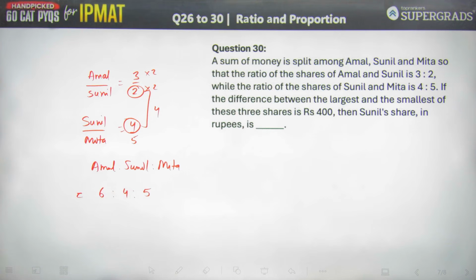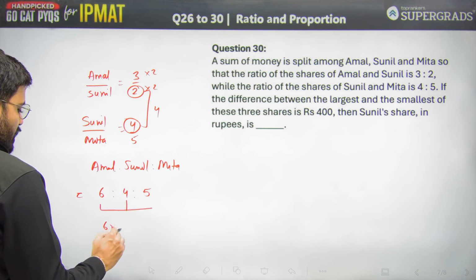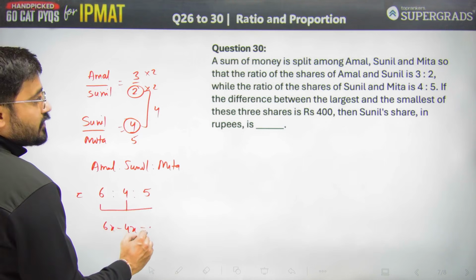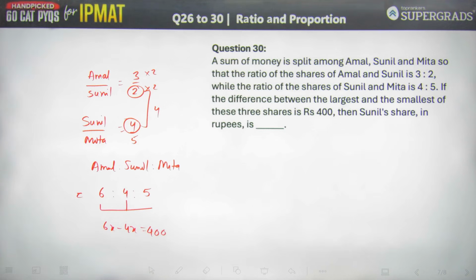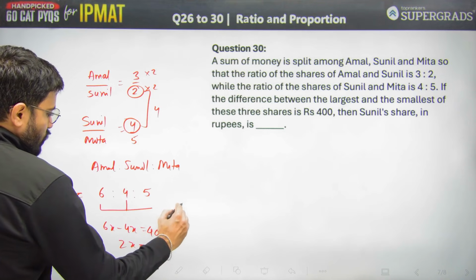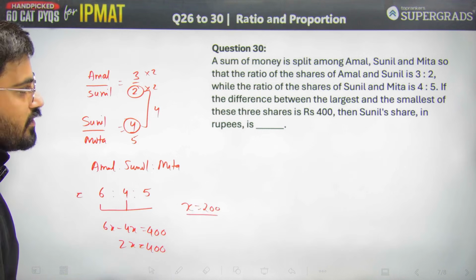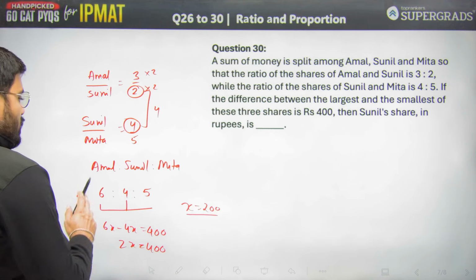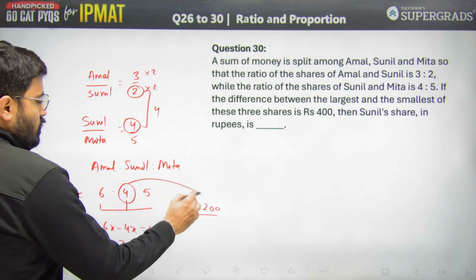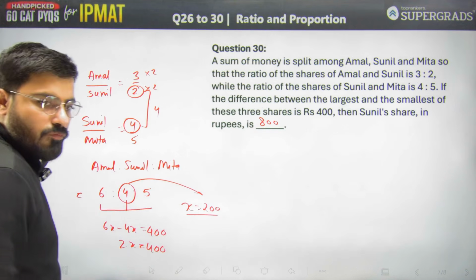If the difference between the largest and the smallest of these shares, this is the largest, this is the smallest, is given as 400. So 6x minus 4x is 400. So 2x is equal to 400. So x is equal to 200. If x is equal to 200, then what is Sunil's share in rupees? 4 into 200. That is 800. Very simple question.